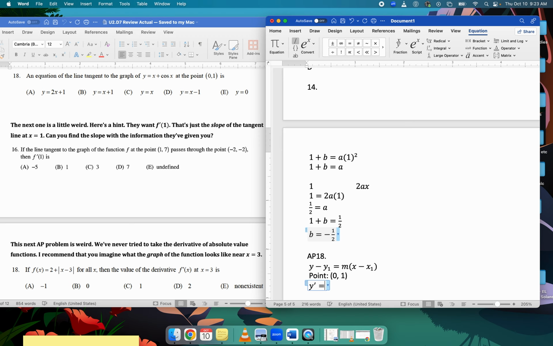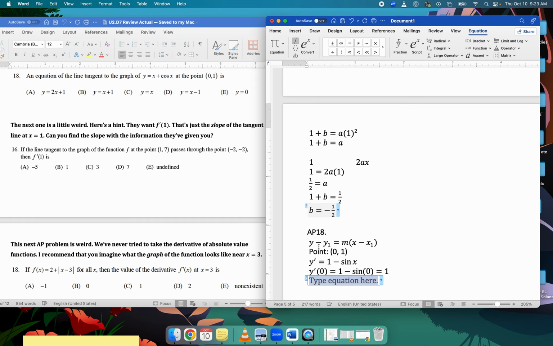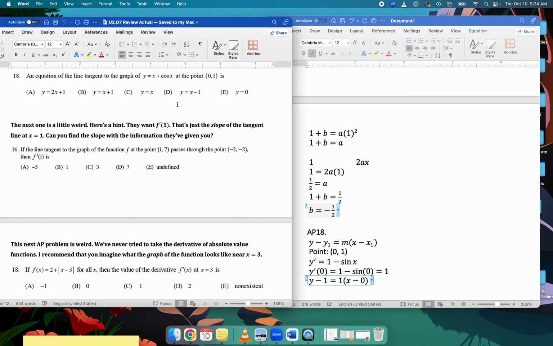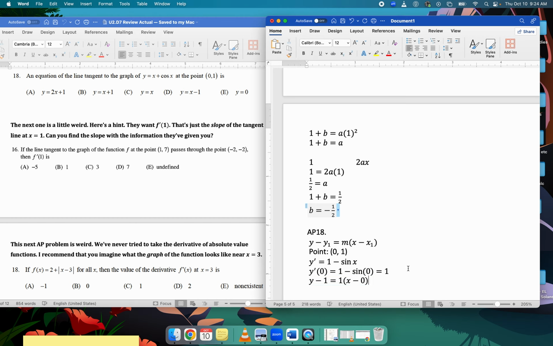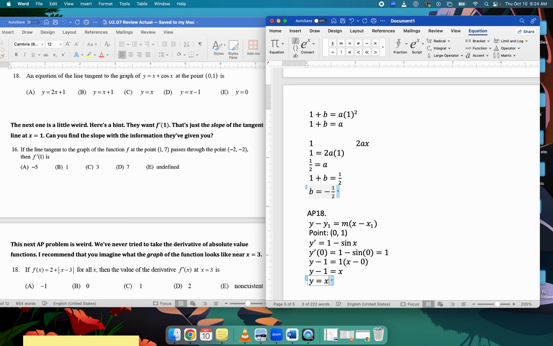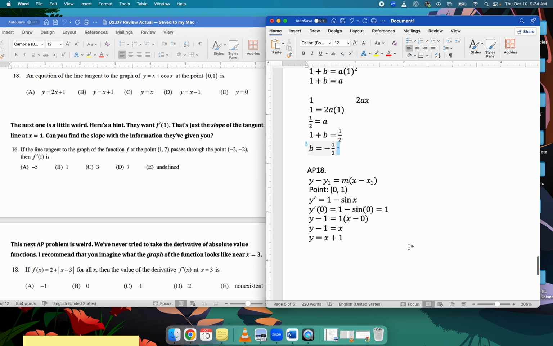I just need to know the slope, which means I need to find the derivative. So y prime is 1 minus sine of x. What is y prime evaluated at x equals 0? That's 1 minus sine 0. Sine of 0 is 0, so that's just 1. So the slope is 1. So y minus y1, which is 1, equals m, which is also 1, times x minus 0. Of course, that's not any of the choices. They've put it in slope-intercept form; they just solved for y. So y minus 1 equals x, which means that y is equal to x plus 1. So it looks like that's B.